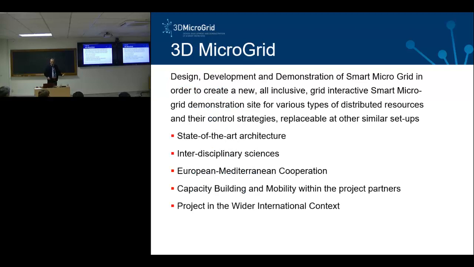So this is the definition of the project, what we call design, development, and demonstration of a smart microgrid. And the objective here is to create a new and inclusive interactive microgrid demonstration site for various types of distributed resources and the control strategies. That could be something that we can demonstrate at the sites of our partners in Malta, and also at the site of German Jordanian University in Jordan. And this could be something that we can replicate afterwards in other sites to launch the idea of smart microgrid across the different regions.